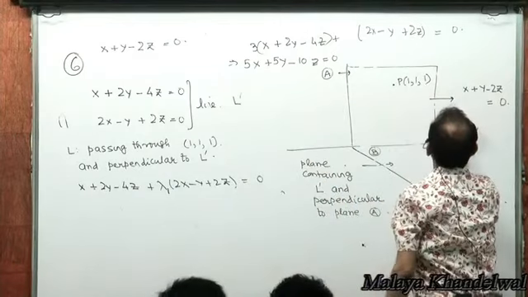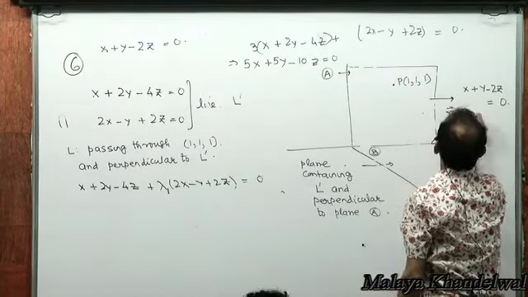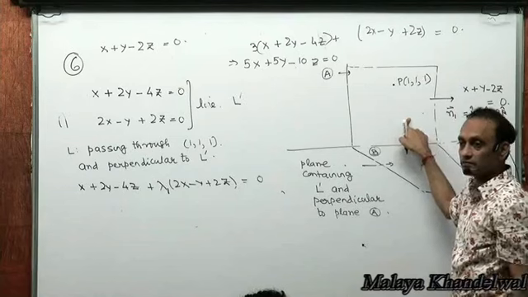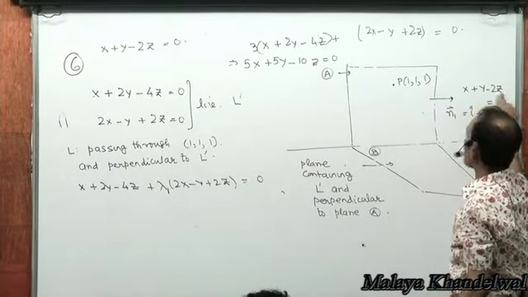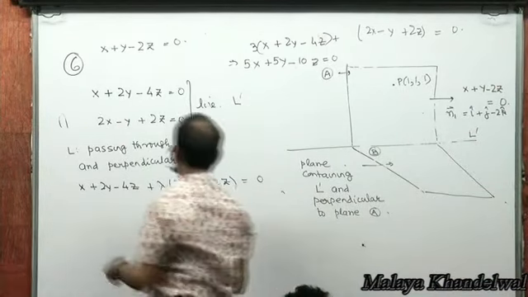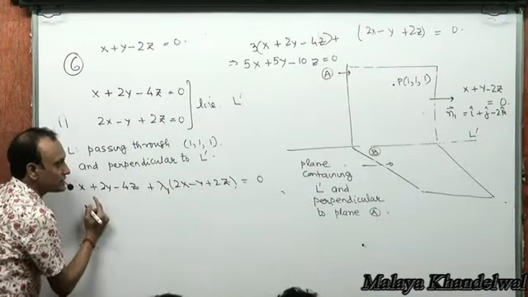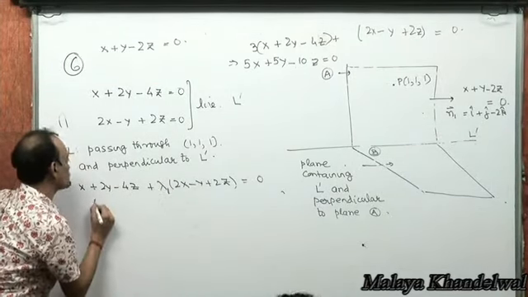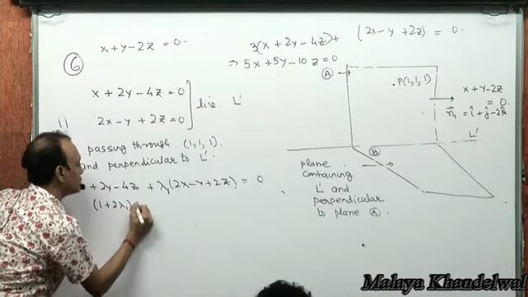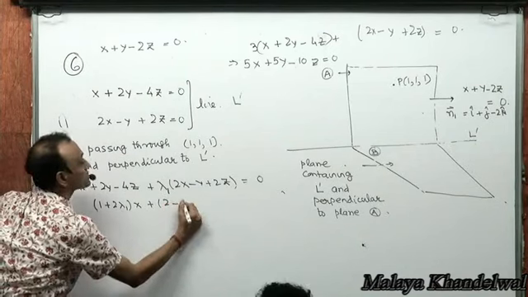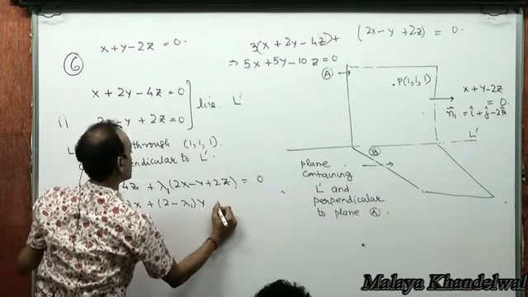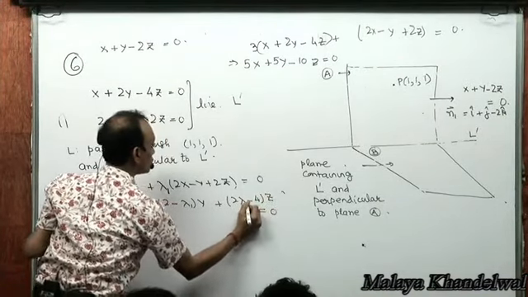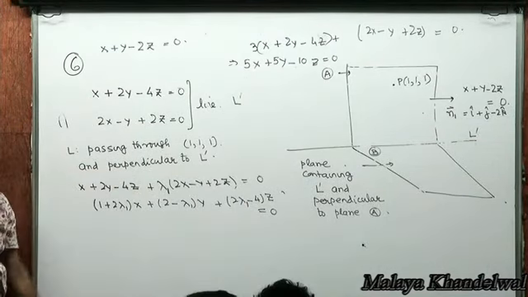What's the normal to this plane? The normal to this plane, N1, is I cap plus J cap minus 2K cap. Right? I cap plus J cap minus 2K cap is a normal to this plane. Now, this plane can be written as, that means this is the plane B that I am talking of. This is like 1 plus 2 lambda 1 into x plus 2 minus lambda 1 into y plus 2 lambda 1 minus 4 into z equal to 0. That's this plane, the plane B.